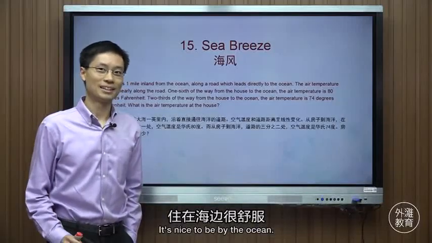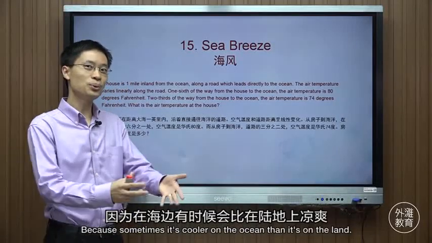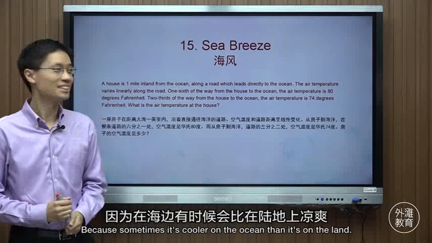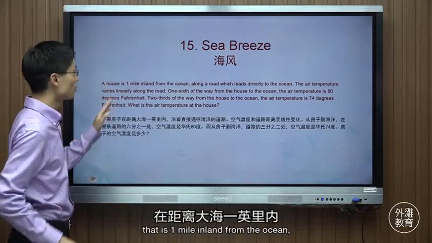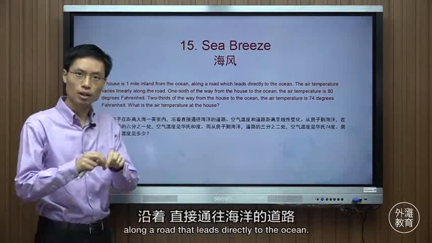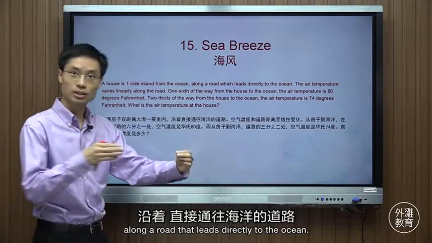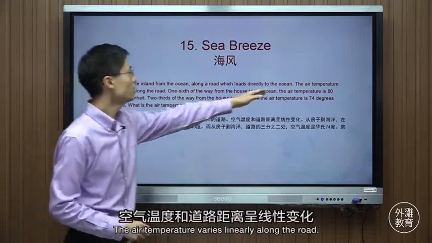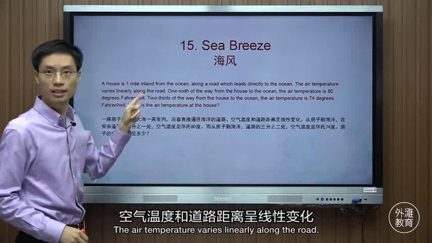It's nice to be by the ocean because sometimes it's cooler on the ocean than it is inland. Suppose that a house is 1 mile inland from the ocean along a road that leads directly to the ocean. The air temperature varies linearly along the road.